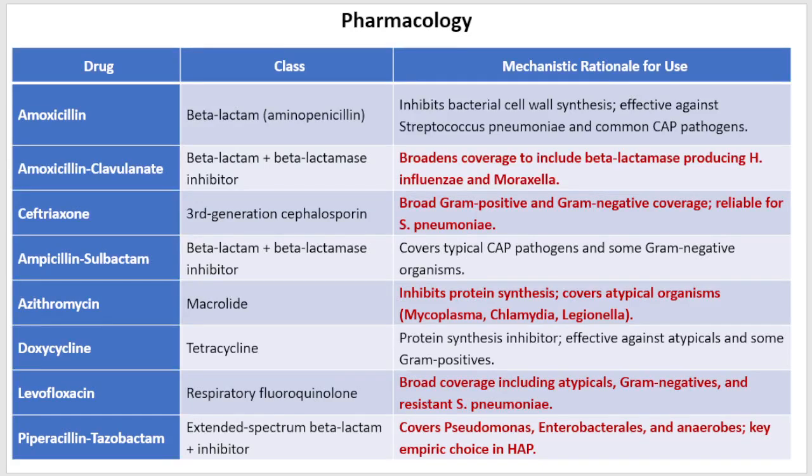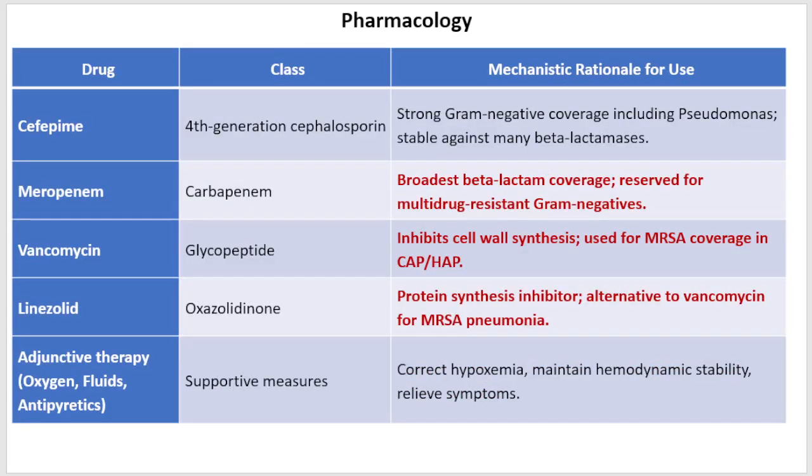Piperacillin-tazobactam is the drug of choice at 4.5 gram IV every 6 to 8 hours. It is a broad beta-lactam with activity against Pseudomonas and anaerobes. Now comes cefepime, a 4th-generation cephalosporin at 2 gram IV every 8 hours, which also covers Pseudomonas and is stable against many beta-lactamases. In cases with multiple resistance, carbapenems like meropenem may be required.